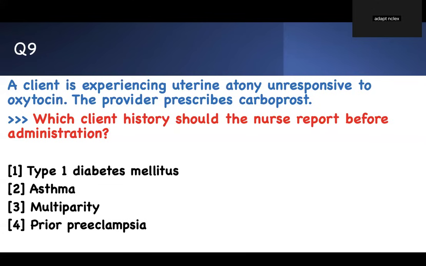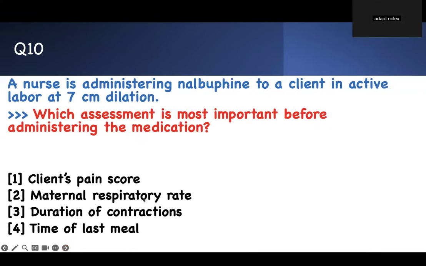Pay attention. It's a Carboprost. It's another medication. If you never know about it, I'll give you the content. One of the contraindications for this medication, not because you have diabetes, not because you have multiparity or preeclampsia, is because it causes bronchospasm. That is the major side effect. Therefore, if you have asthma, a bad combination. So Carboprost in a patient who has asthma is a big problem.